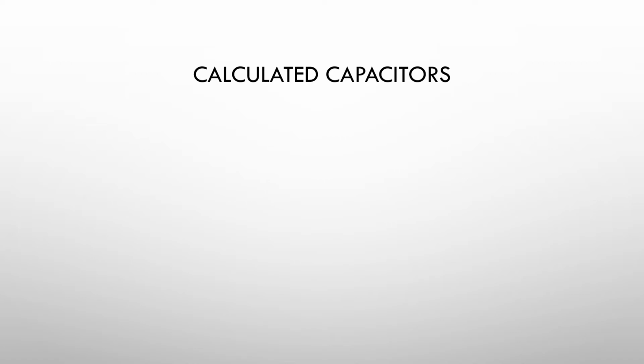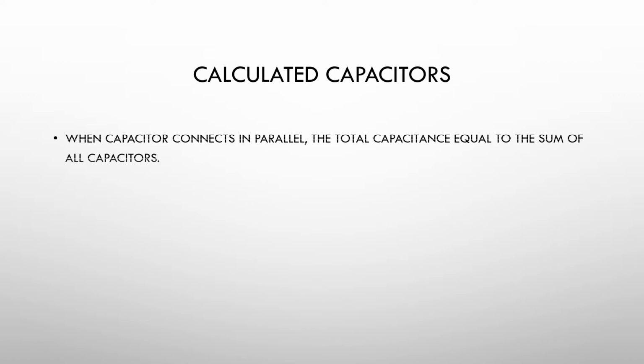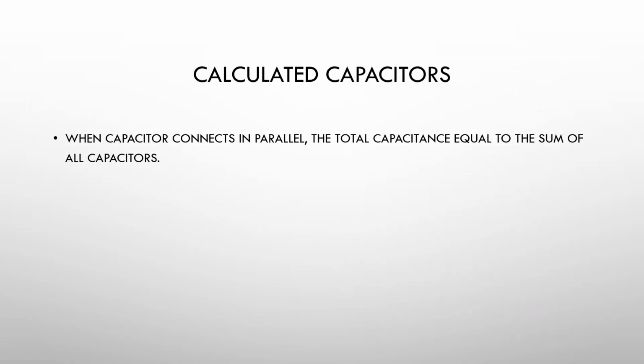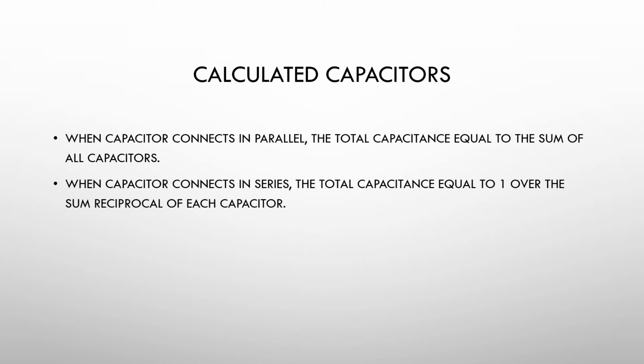How do we calculate the total capacitance in a complete circuit? When capacitors are connected in parallel, the total capacitance equals the sum of all the capacitors. When capacitors are connected in series, the total capacitance equals 1 over the sum of the reciprocals of each capacitor.